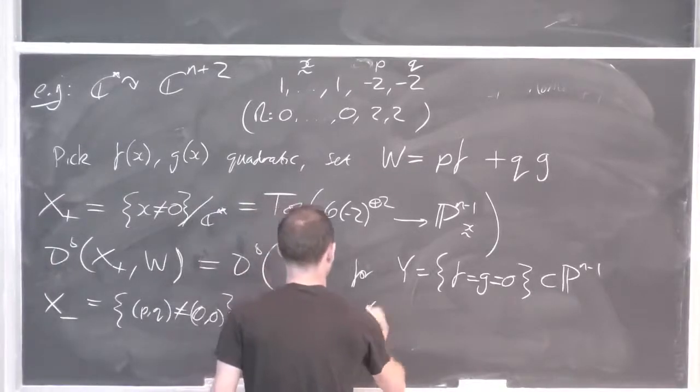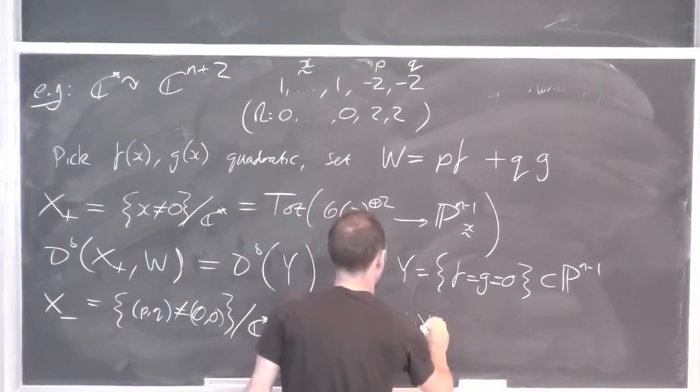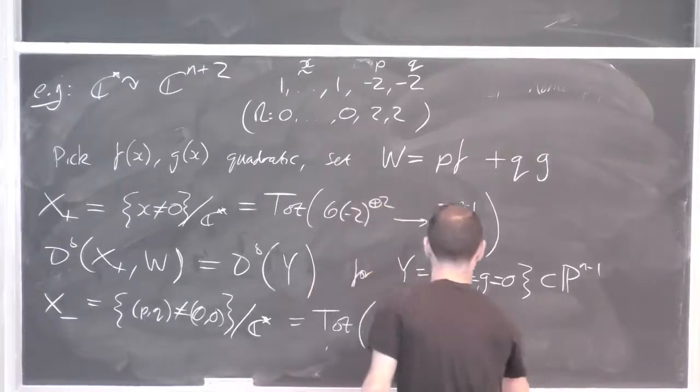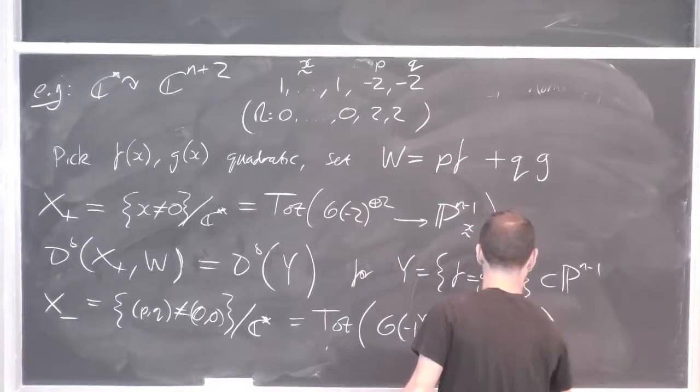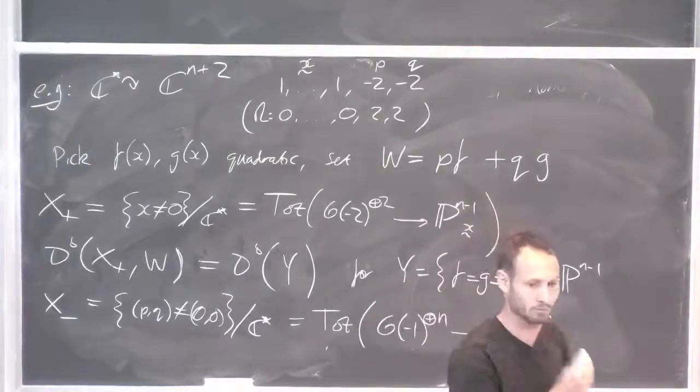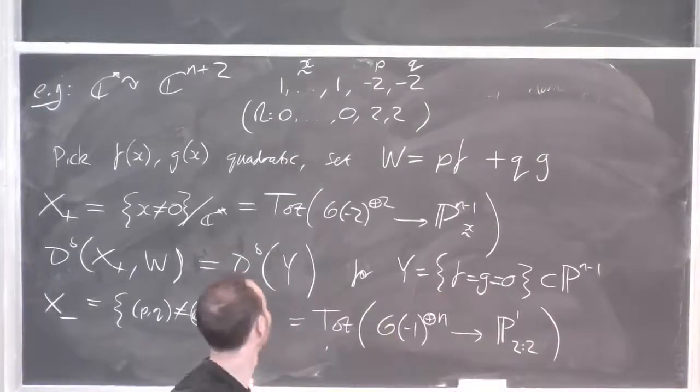So this is the total space of the line bundle O(-1)^n sitting over weighted projective space. And if you don't know what that means, I'm sorry. I'm happy to explain it later on.